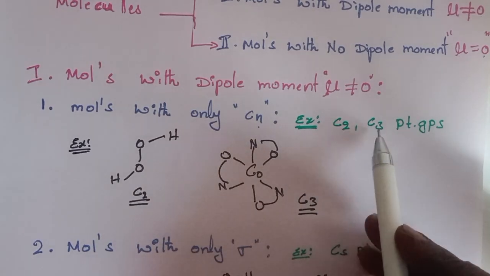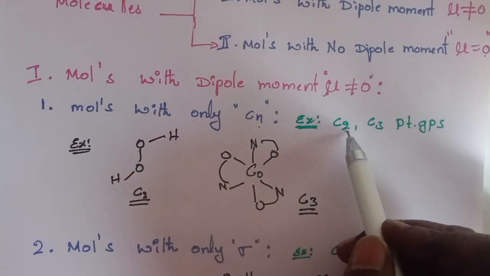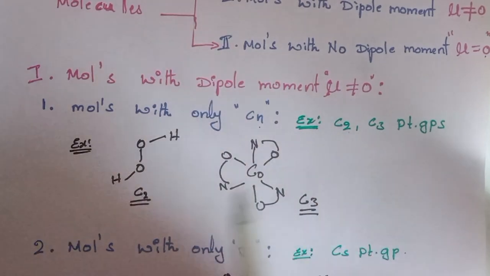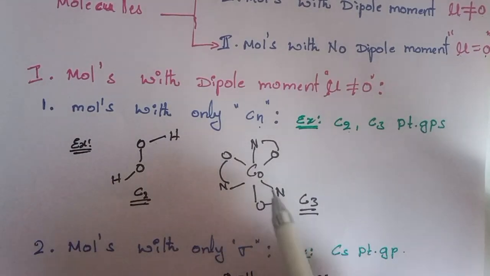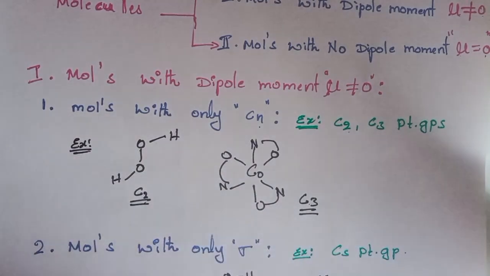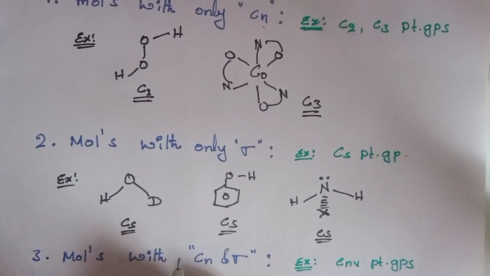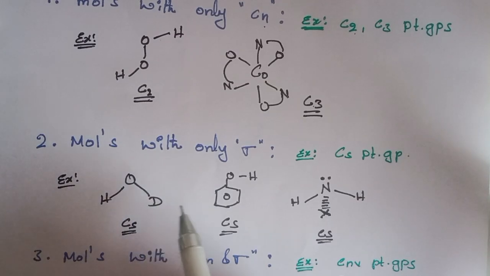That is, the molecules which come under C2 and C3 point groups can have the dipole moment. So hydrogen peroxide comes under the C2 point group, and this tris glycinato cobalt complex comes under the C3 point group, because the dipole moment can lie along the axis, being a vector quantity.